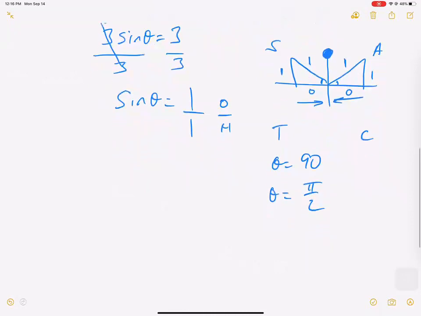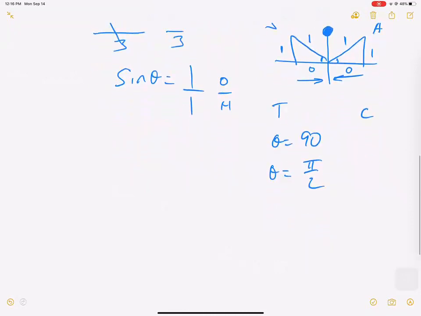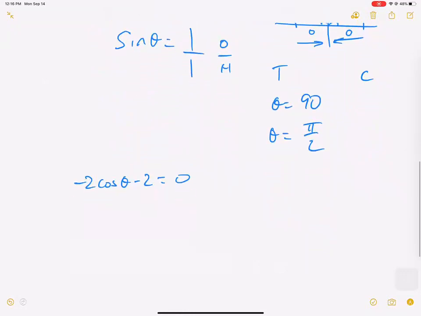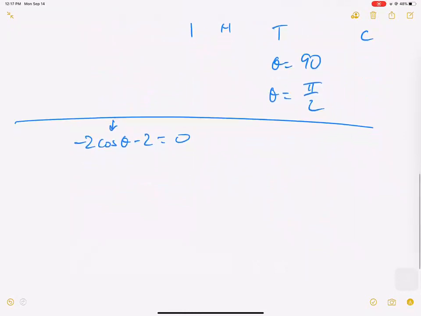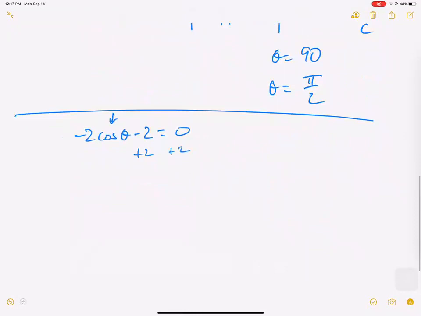So let me give you another one that looks a little more difficult. Here's one: negative 2 cosine of theta minus 2 is equal to 0. We can't solve for cosine unless we get it alone. Plus 2 to both sides. Negative 2 cosine theta equals 2. Divided by negative 2, divided by negative 2. Cosine of theta is equal to negative 1. Okay, so what angles would give us cosine as negative 1?